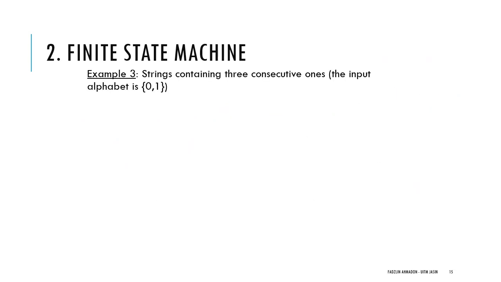So here is another example. Strings that contain 3 consecutive ones, and the input alphabet is 0 and 1. So I'm going to list down possible accepted strings, and the rule of thumb is to start with the shortest accepted string. So the shortest accepted string is 111. Then next it can be 0111, 1110, 1111, 10111, and so on.